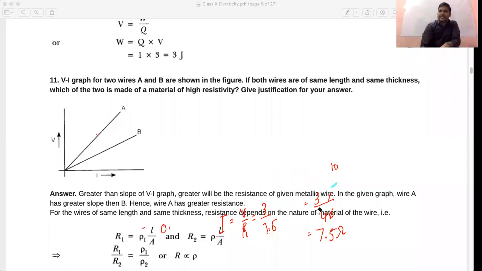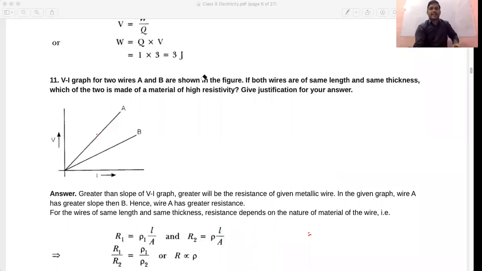Now you see in this question what they are asking. They are saying that VI graph for two wires A and B are shown in the figure. If both wires are the same length and same thickness, which of the two is made of the material of high resistivity? Give justification for your answer.